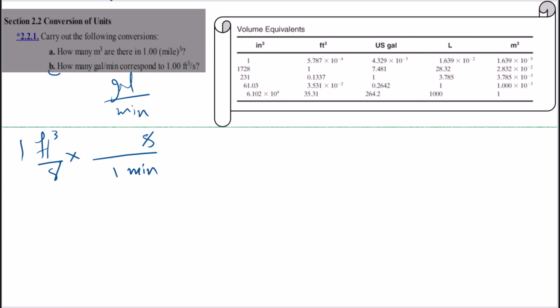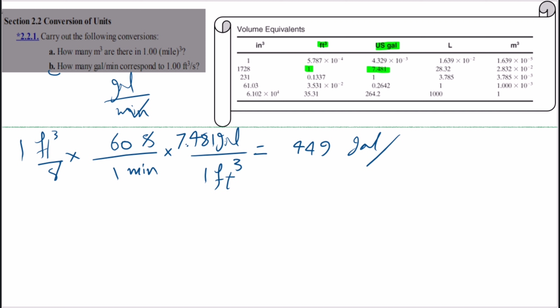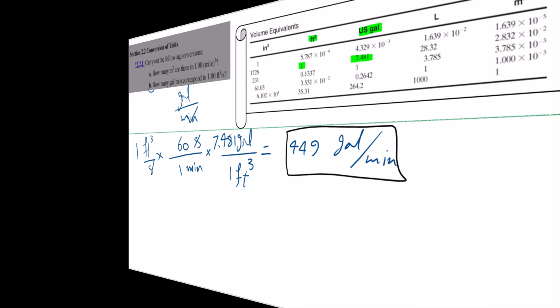You know that 1 minute equals 60 seconds. So this is checked. And for feet to gallon, you must do this: cubic feet to gallon. You know that 1 cubic feet equals 7.481 gallon. Okay. If you multiply these numbers, you will find out that the answer is this. This is the answer. Let's go to the next question.